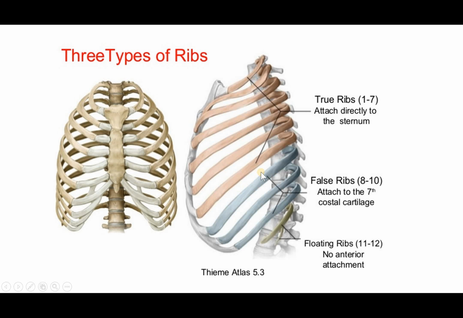And they color coded it here. Your first 7 pair of ribs, true. 8 through 12, false ribs. Ribs 11 and 12 are floating ribs.